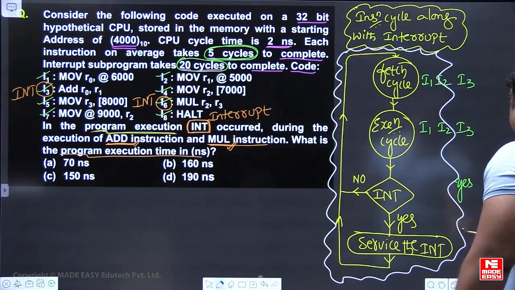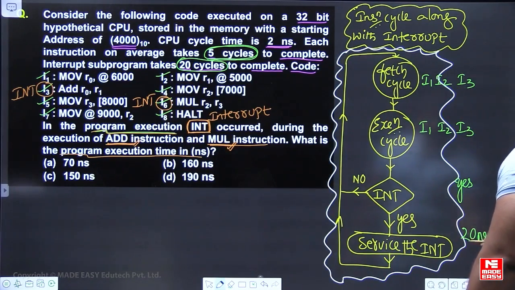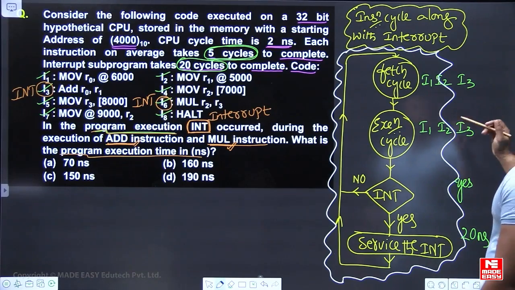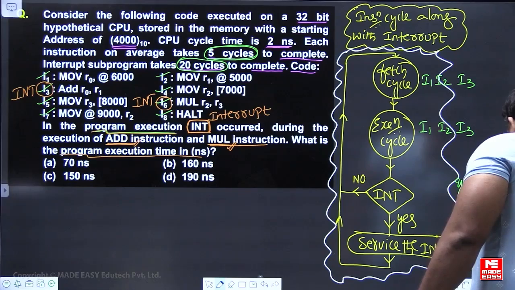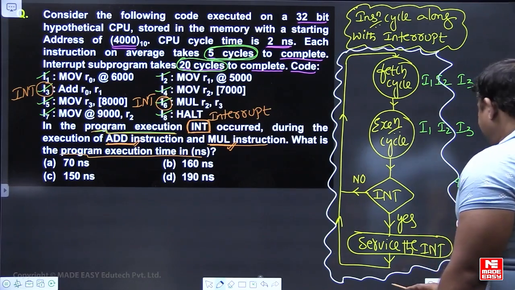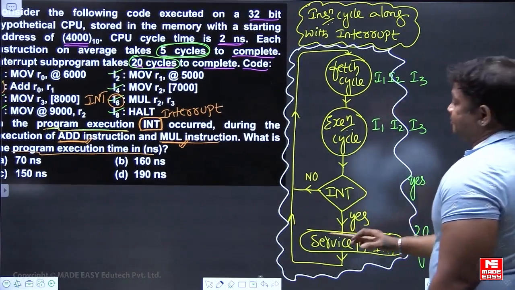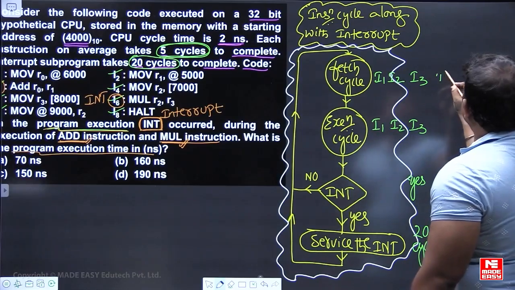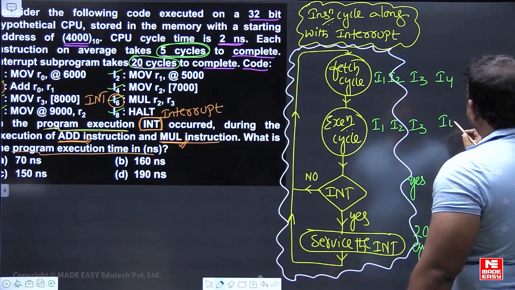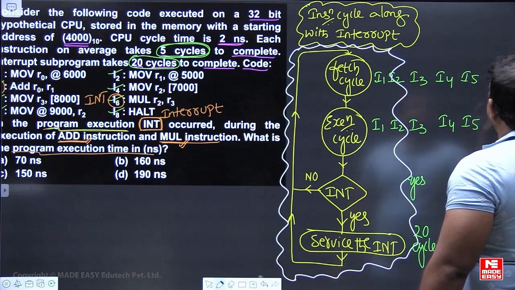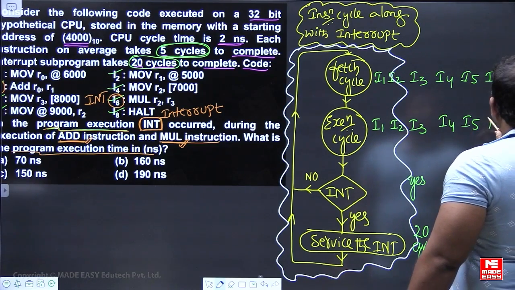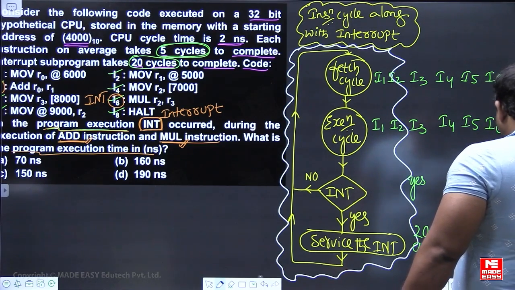Now servicing required. This servicing taking 20 nanoseconds. Sorry, 20 cycles. Very good. Next, I4 executing. I4 fetching, I4 executing. There is no interrupt. I5 fetching, I5 executing. No interrupt. I6 fetching, I6 executing. Yes, interrupt present.